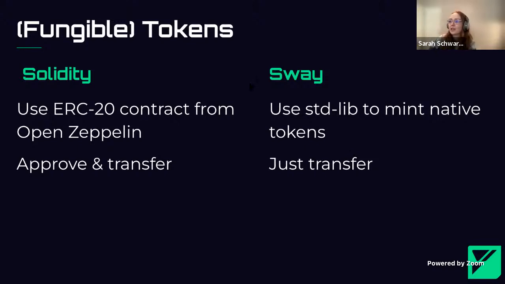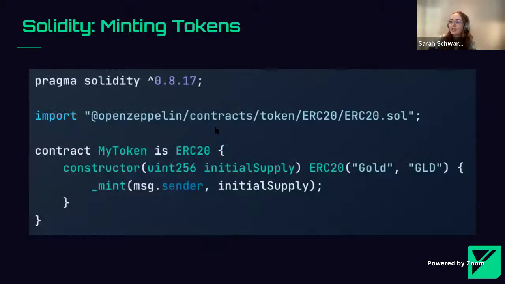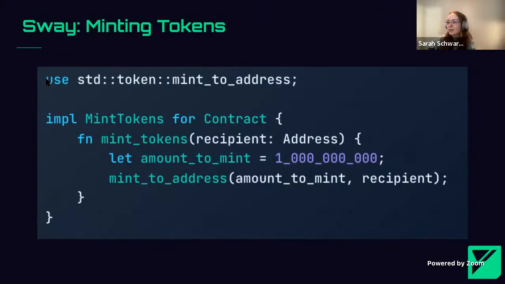When you're creating fungible tokens in Sway, something like the equivalent of ERC20, you can actually use a function from the standard library that mints native tokens, which means you can send them in a call just like you would send ETH in a call for Ethereum, or Matic in a call for Polygon. So here's what that ERC20 contract might look like in Solidity. And in Sway, we have this standard library that just comes out of the box.